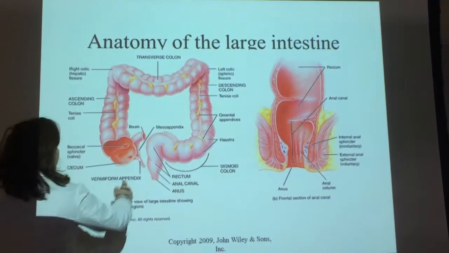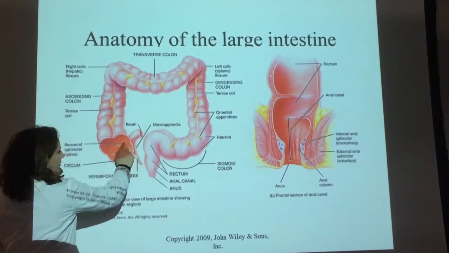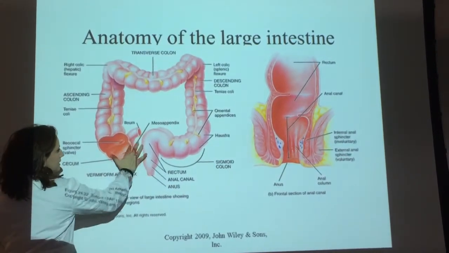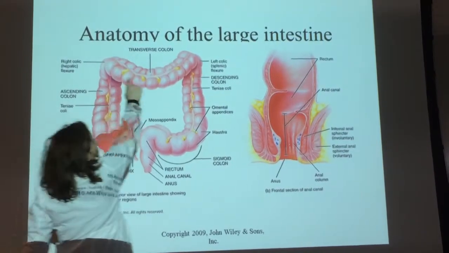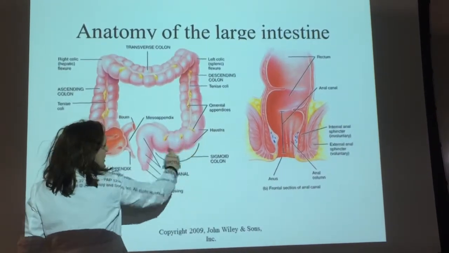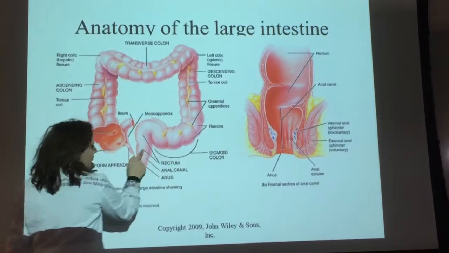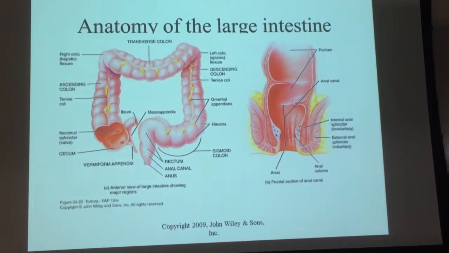So remember, here's the ileum from the small intestine coming in here. Here's the ileocecal valve. This is the cecum. There's the appendix. Ascending colon, transverse colon, descending colon, sigmoid colon like an S, rectum, and anus. Just to review with you.